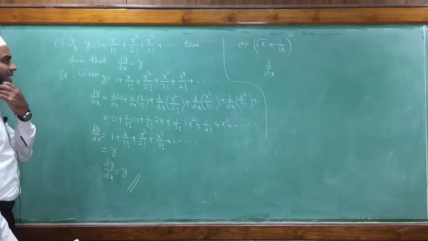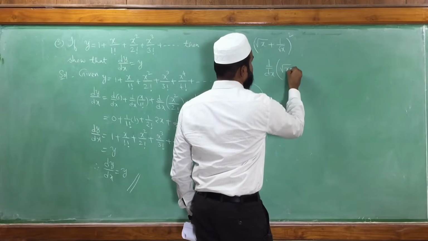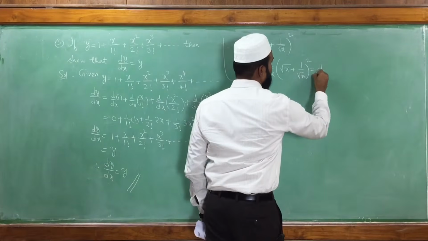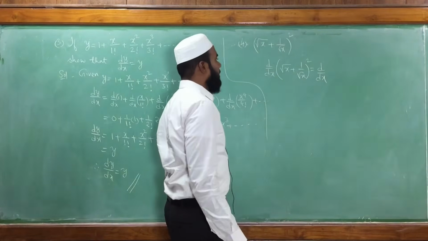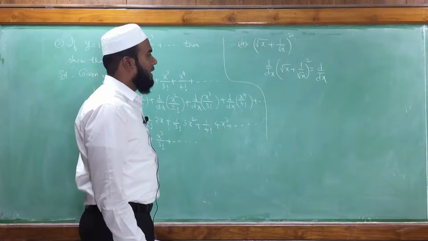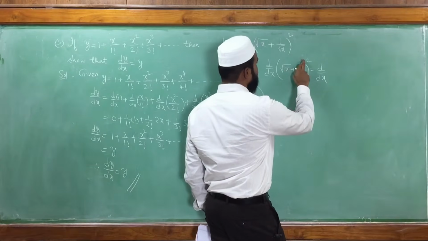Derivative of d by dx of the given thing. What is given? Square root of x plus 1 by square root of x, whole square. This is equal to d by dx of the (a plus b) whole square formula. You expand this by using the expansion. What will happen? The square and square root will get cancelled.